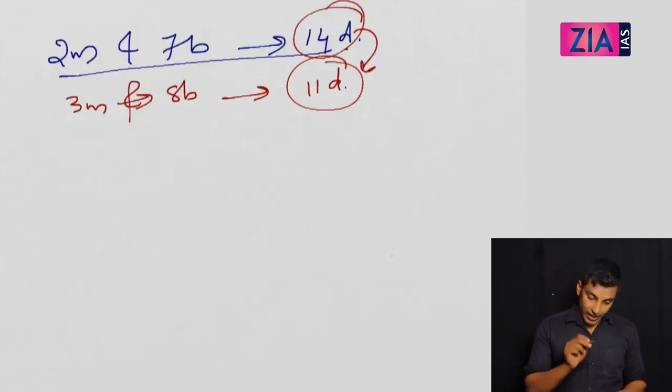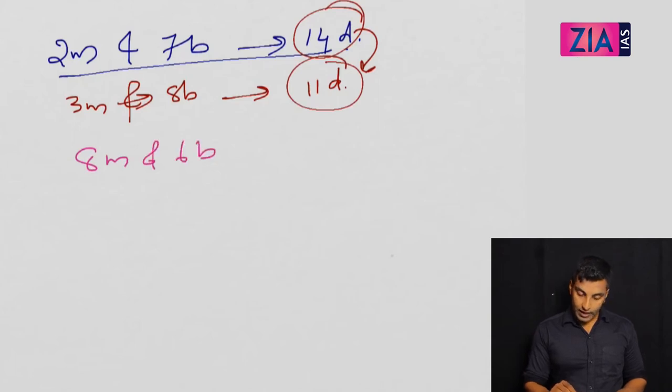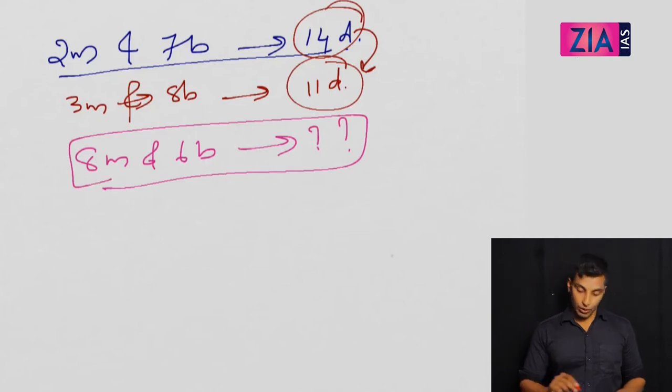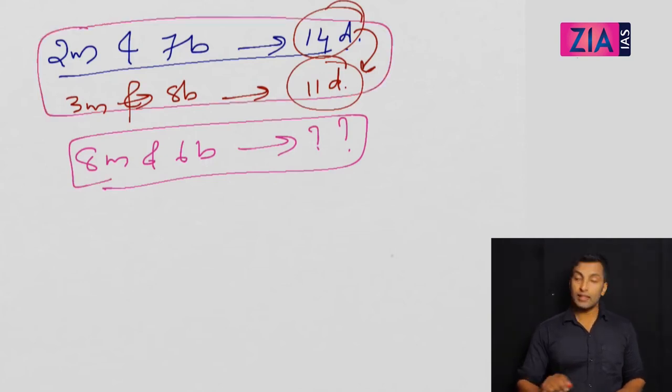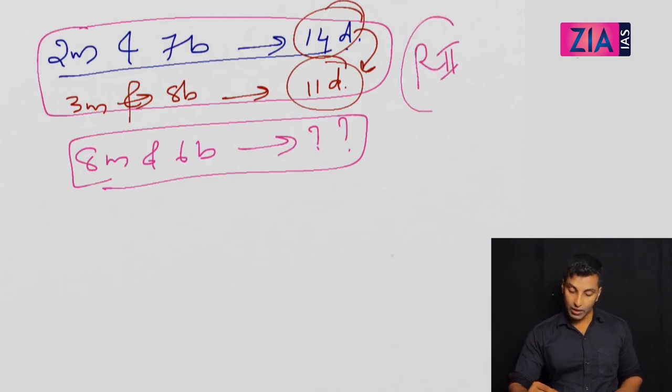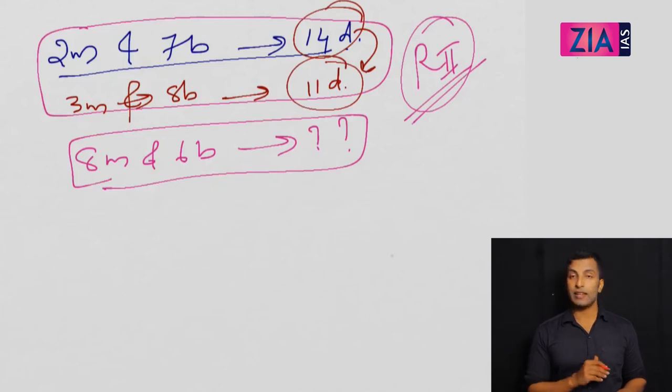Now, I give you a question. What is the question? 8 men and 6 boys can finish the work in how many days? This is the question. So these 2 pieces of information are given. See, this kind of question I'll classify as round 2 questions, because you need to spend some time in solving it. So it's definitely not your round 1 question. It's a round 2 question.